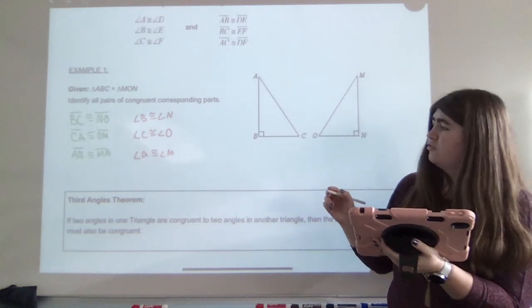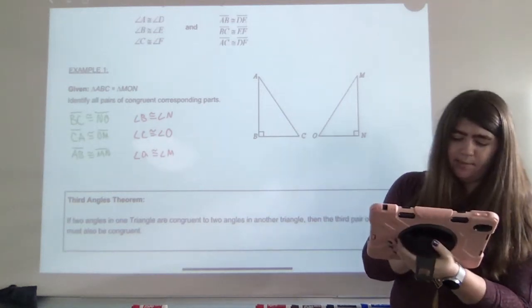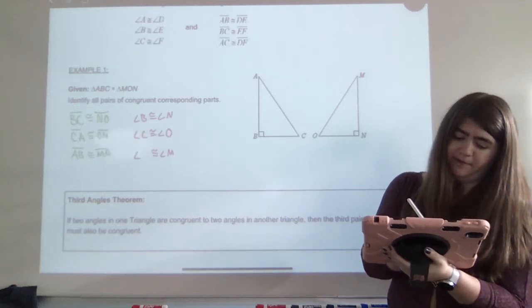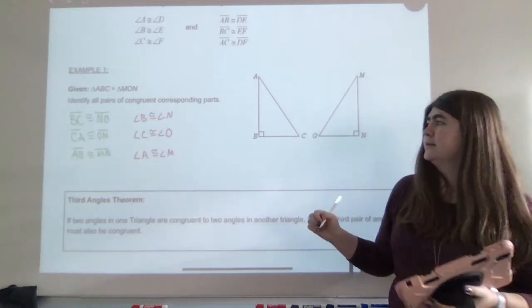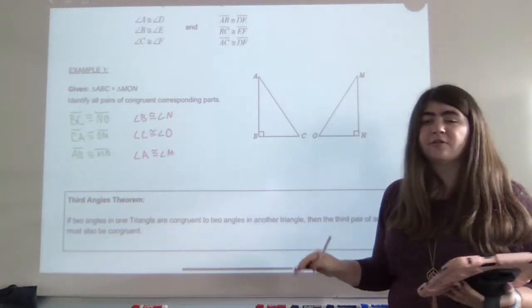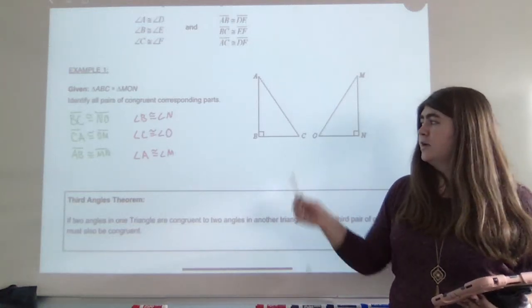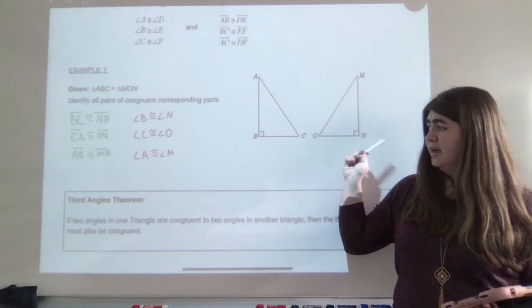And I just noticed I drew a lowercase a that time, and our A should be capitalized, so I'm going to fix that. Alright, there's all pairs of congruent corresponding parts. Angle to angle, side to side.